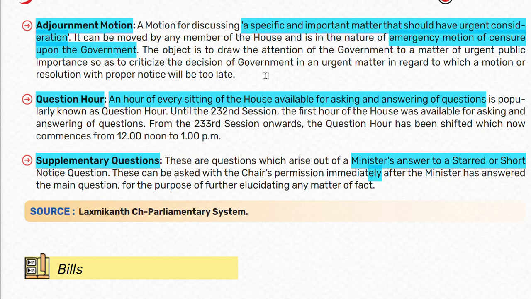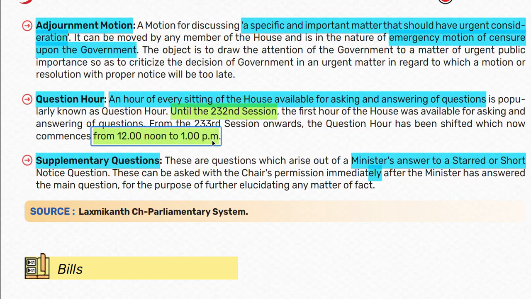Now what is question hour? An hour of every sitting of the House available for asking and answering of questions is popularly known as question hour. Until the 232nd session, the first hour of the House was available for asking and answering of questions. From the 233rd session onwards, the question hour has been shifted, and now commences from 12 noon to 1 p.m.